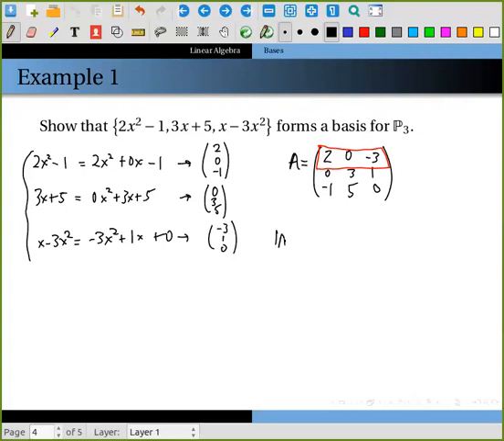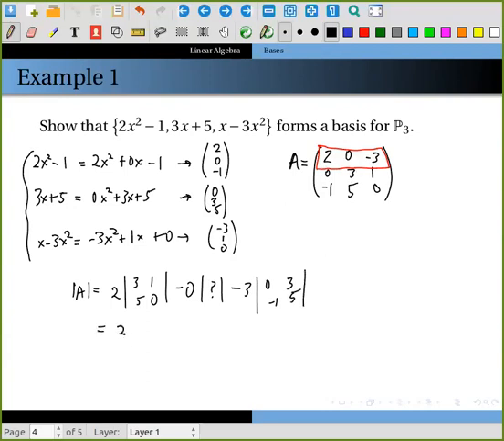The determinant of this matrix A is going to be equal to 2 times the determinant of the minor, so times 3, 1, 5, 0, minus 0 times the determinant of who cares, because it's going to be 0, and then plus negative 3, so minus 3 times the determinant of this minor.